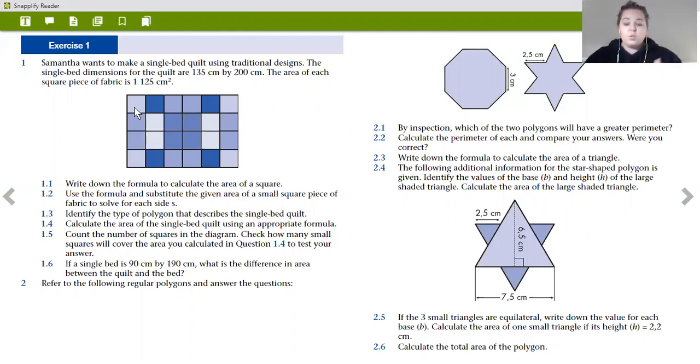So what we're going to have to do is work backwards. We now need to find the side. It says 1.1, write down the formula to calculate the area of the square. The area of a square is side times side, because the sides are exactly the same. Instead of writing that, we can say side squared. Let me see if I can write it properly. It might not turn out so great, but let's try.